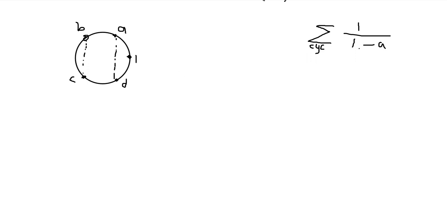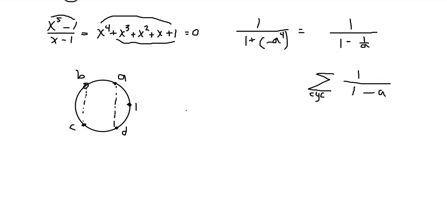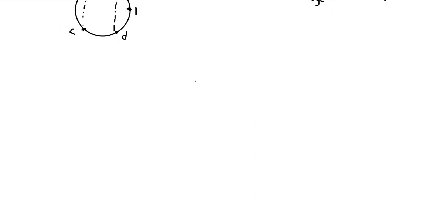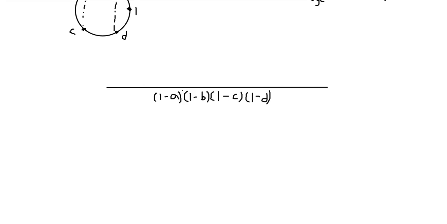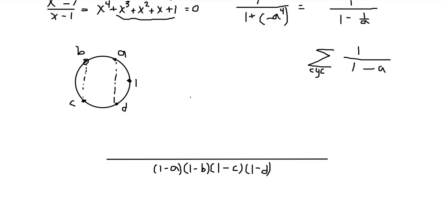So imagine we combined all these fractions now. The denominator is going to be 1 minus a times 1 minus b times 1 minus c times 1 minus d. So I'll draw that out. We found a common denominator, 1 minus a, and so on and so on. But in this form, we know that a, b, c, and d are the roots of this polynomial.